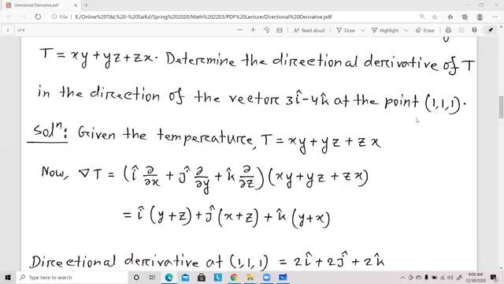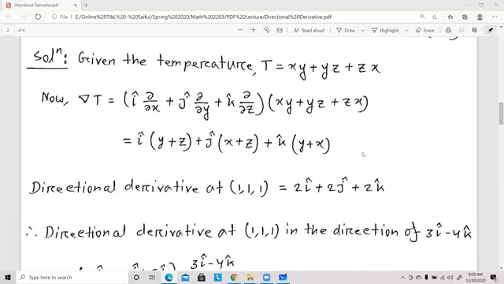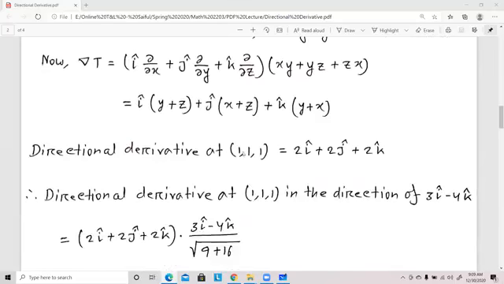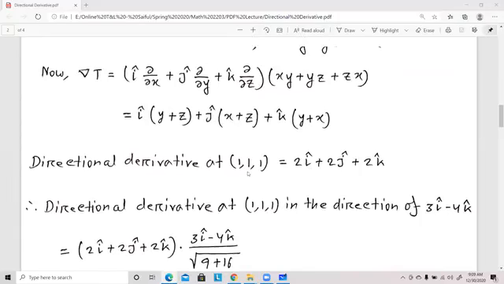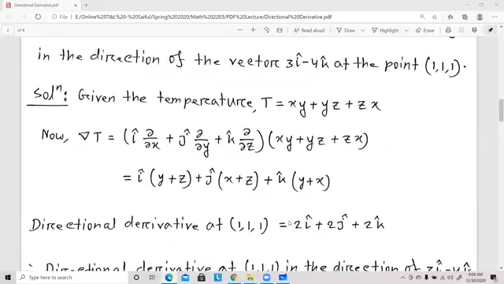Since in the question we are given this point 1, 1, 1, the gradient at 1, 1, 1 is twice i plus twice j plus twice k. If we put the x, y, and z values here, then we get twice i plus twice j plus twice k. So now we need the directional derivative at this point.